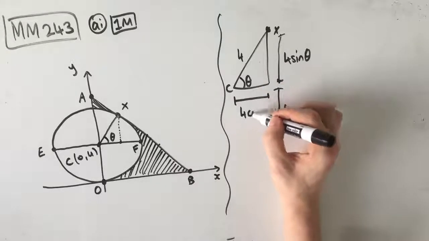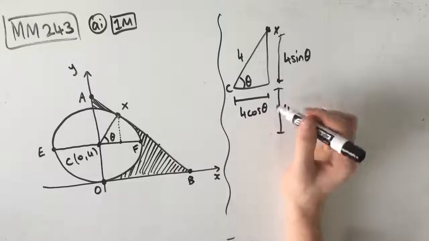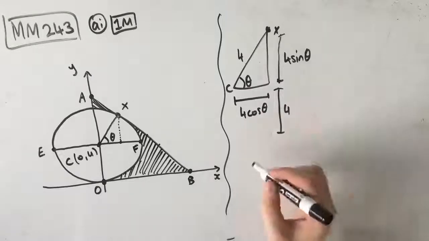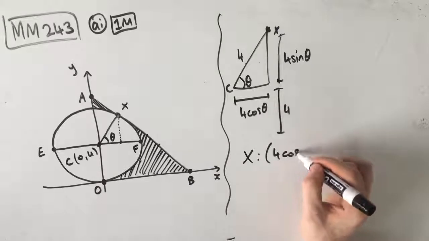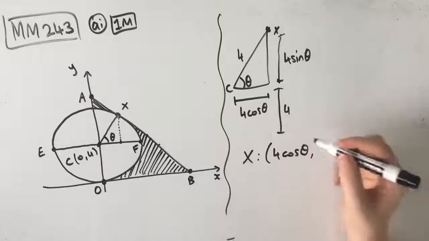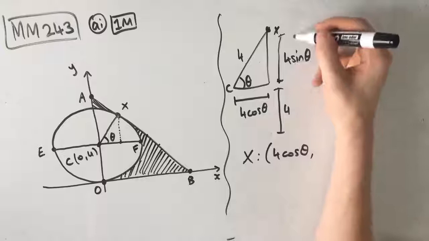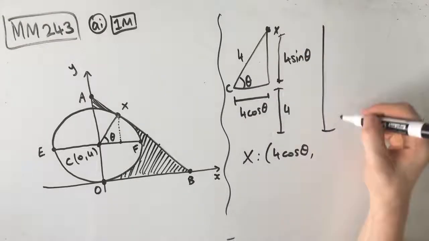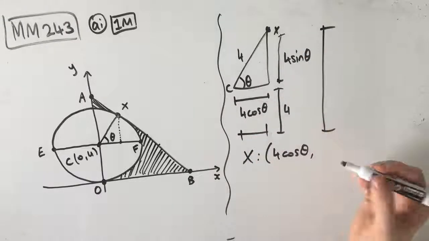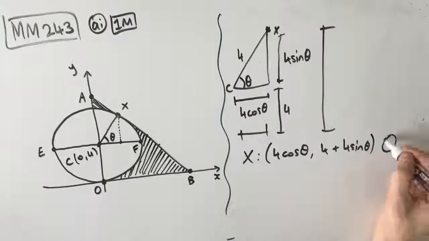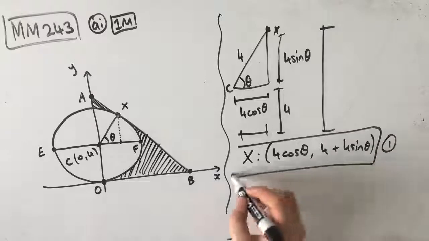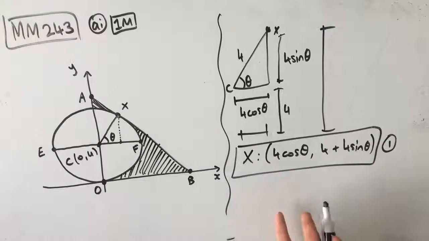This length here is therefore 4 cos theta because we're adjacent to the angle, which means that our X coordinate is going to lie at 4 cos theta, and then 4 plus 4 sine theta. So this is our total Y value, but our X value is simply just 4 cos theta. So 4 plus 4 sine theta. And this is it. So that's our first and final mark for part A(i). All we needed to do was find X in terms of theta, and we've done that, so that's part (i).